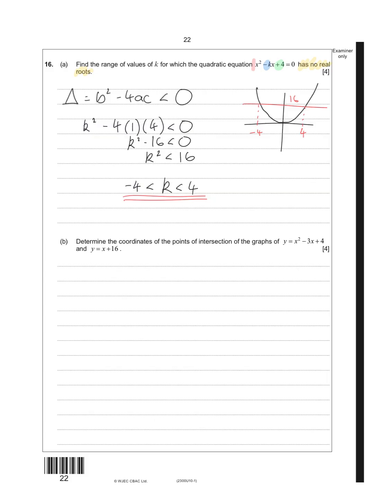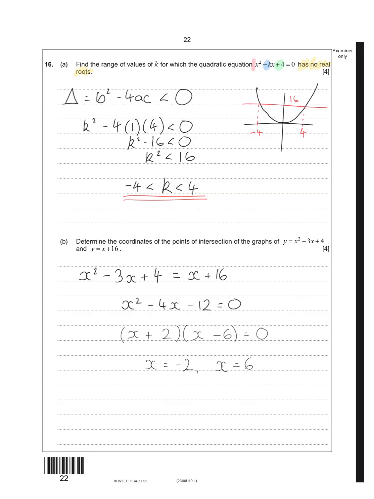Cool. Determine the points of intersection of those. So points of intersection are where the graphs intersect with each other, and where we have these two functions equal to each other. So x squared minus 4x minus 12 equals 0. Two numbers that multiply to make minus 12 and add to make minus 4. Feels like minus 6 and 2 to me. So we get x equals minus 2, x equals 6.